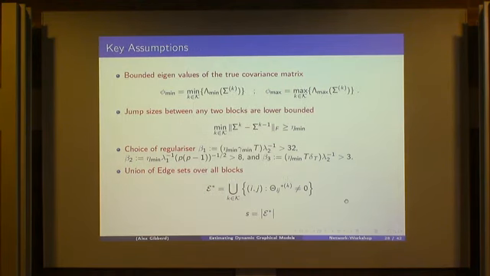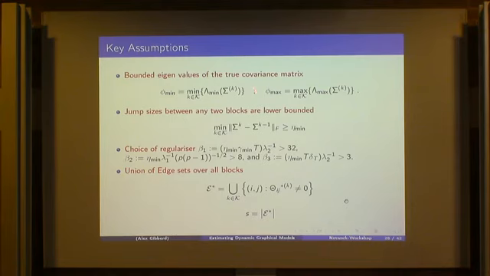Now, what are the key assumptions we actually need in order to prove some of the results? These are some standard assumptions that people generally require when they want to prove something about covariance estimation structure, like the bounded eigenvalues of the true covariance matrix.